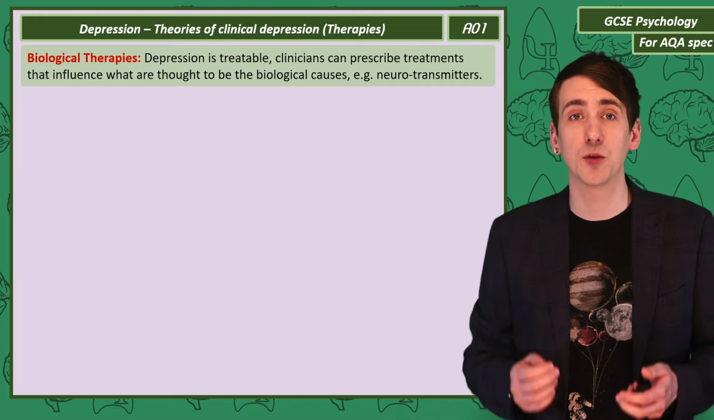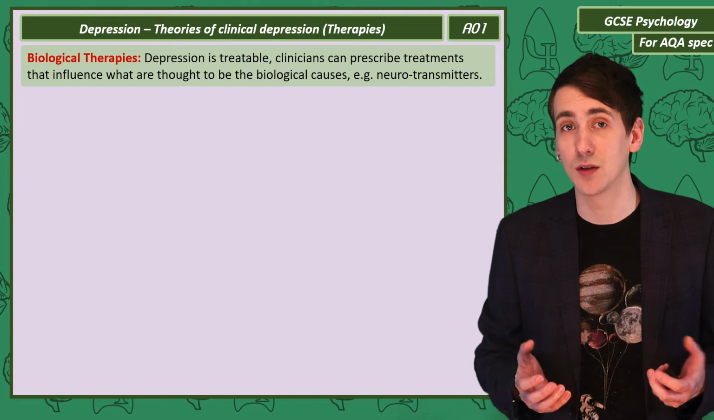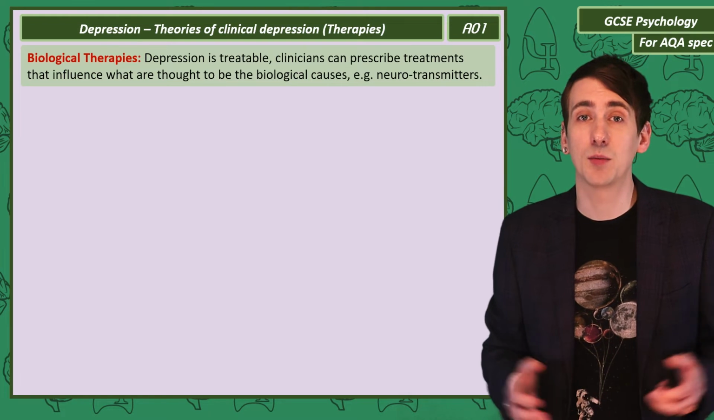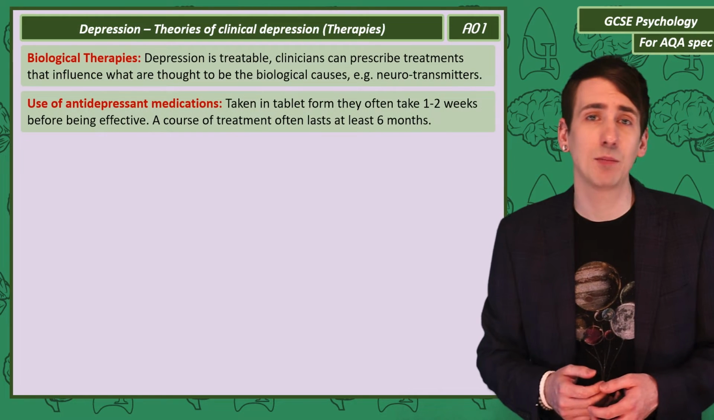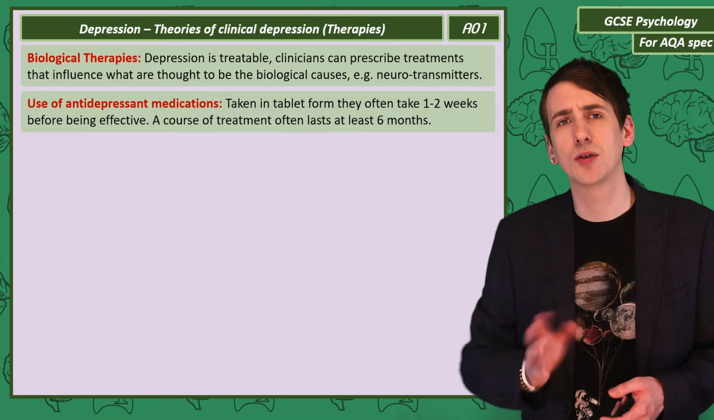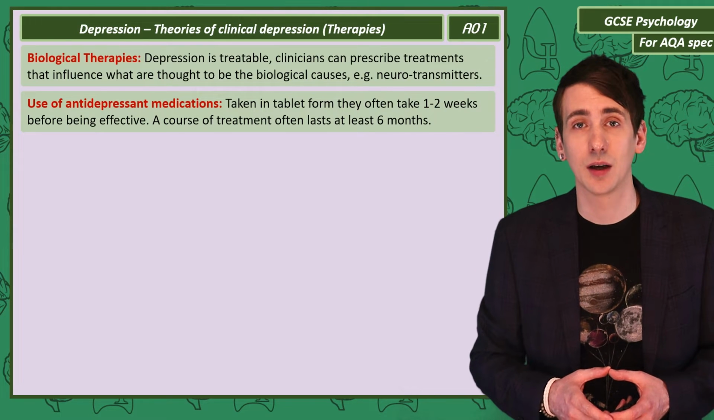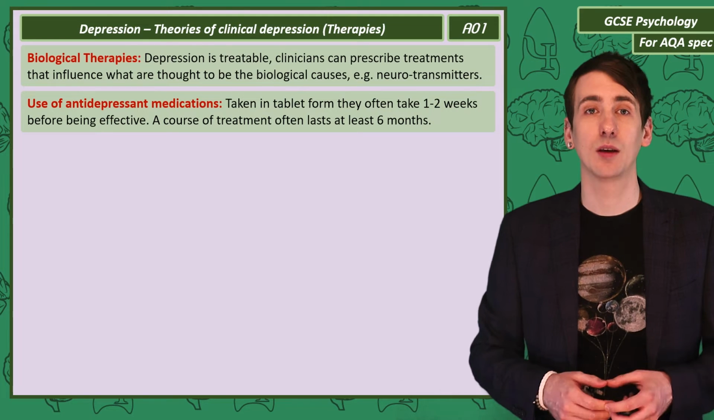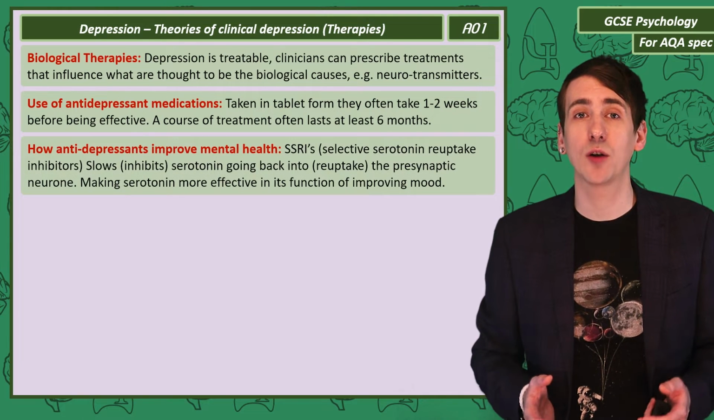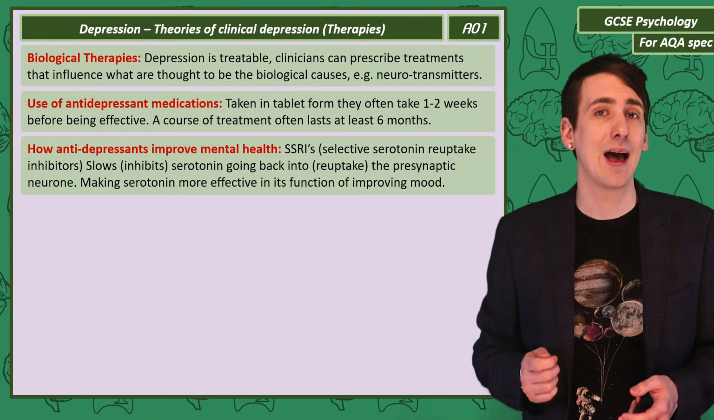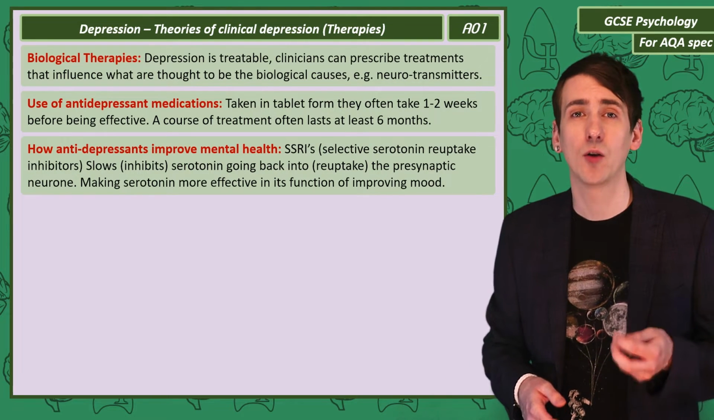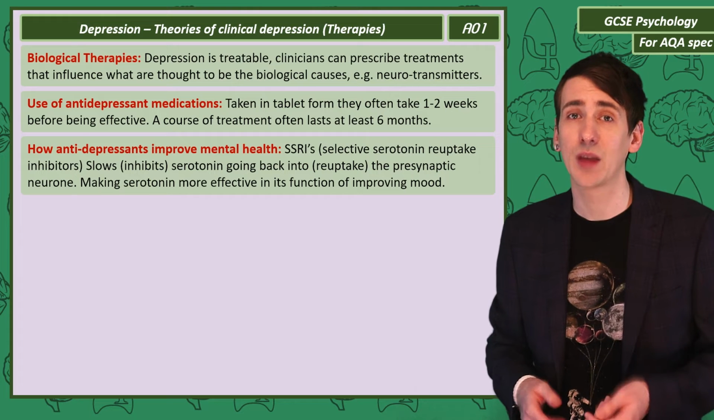As depression is thought to be due to an imbalance of neurotransmitters, biological treatments alter that process. Antidepressant medication is often taken as a tablet and can take 1 to 2 weeks before being effective. A patient will be on a course of antidepressants for at least 6 months. If we consider how antidepressants work, we can focus on one main type, SSRIs, or selective serotonin reuptake inhibitors.